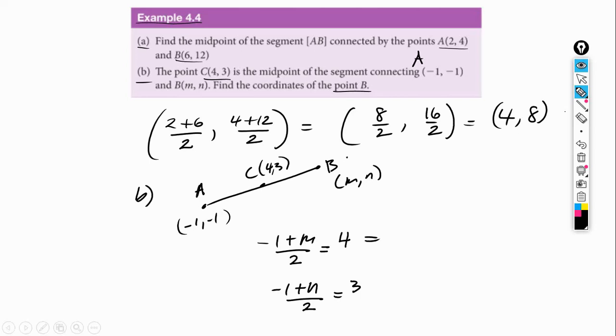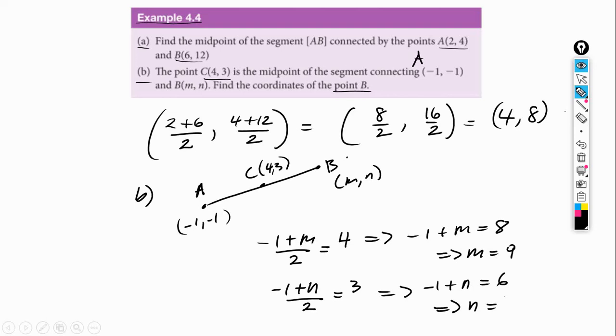So let's solve this one first. For M, notice that we can send the 2 to multiply. So we would have -1 plus M equals 8. And then we add 1 to both sides, so M would equal 9. And then here we would say, well, send the 2 to multiply, so it's going to be -1 plus N is equal to 6. And then all we have to do is add 1 to both sides of the equation, and we're going to get that N is equal to 7. So that means that the coordinates are 9, 7 for point B.